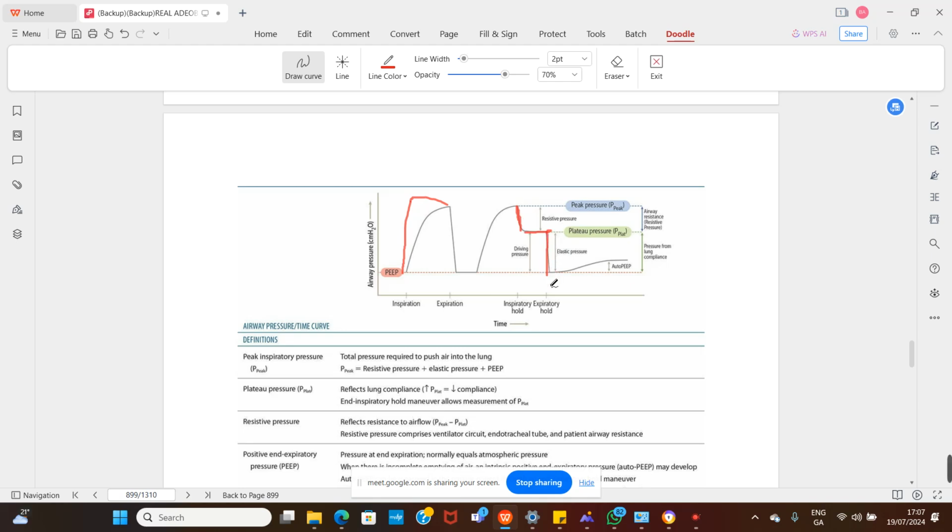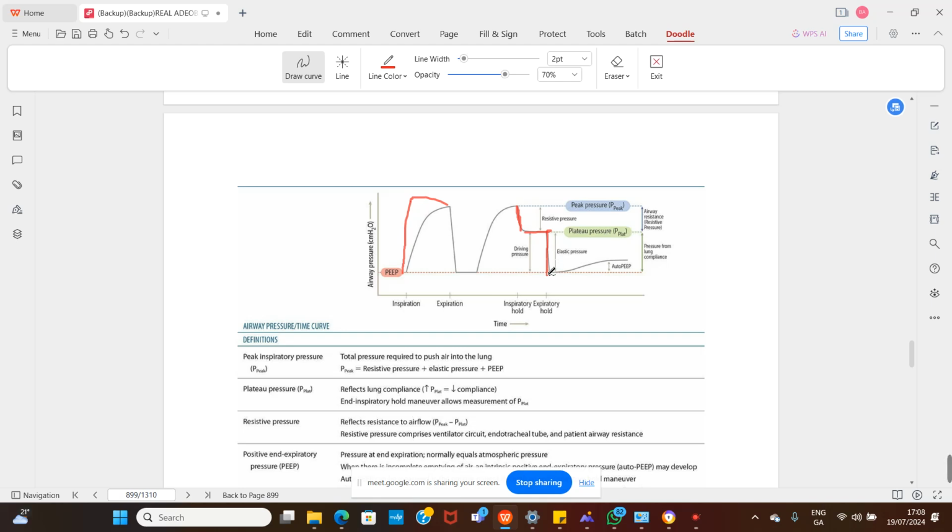So this level here is our PEEP. So PEEP plus elastic pressure is going to be our plateau pressure. If you add resistive pressure, you are going to get your peak inspiratory pressure. So here to here, the force you are overcoming is airway resistance. Here to here, the force you are overcoming is what? Elastic pressure.